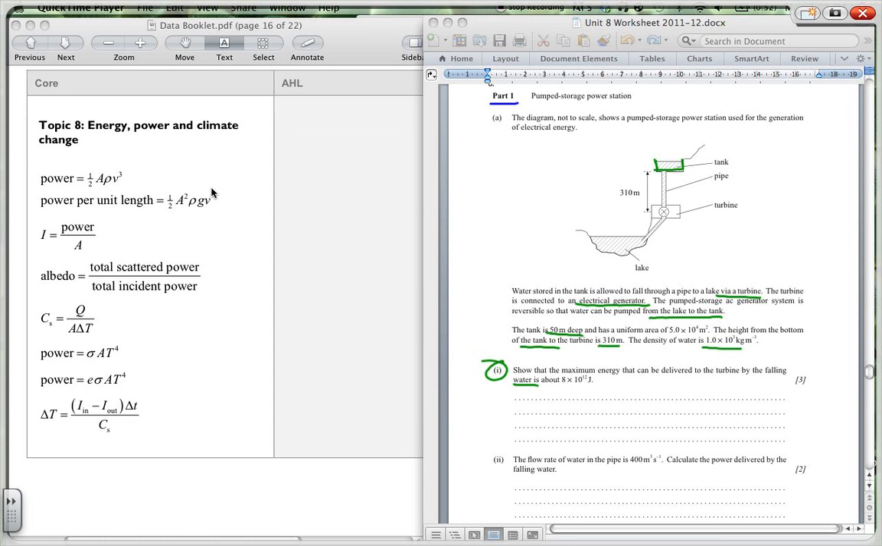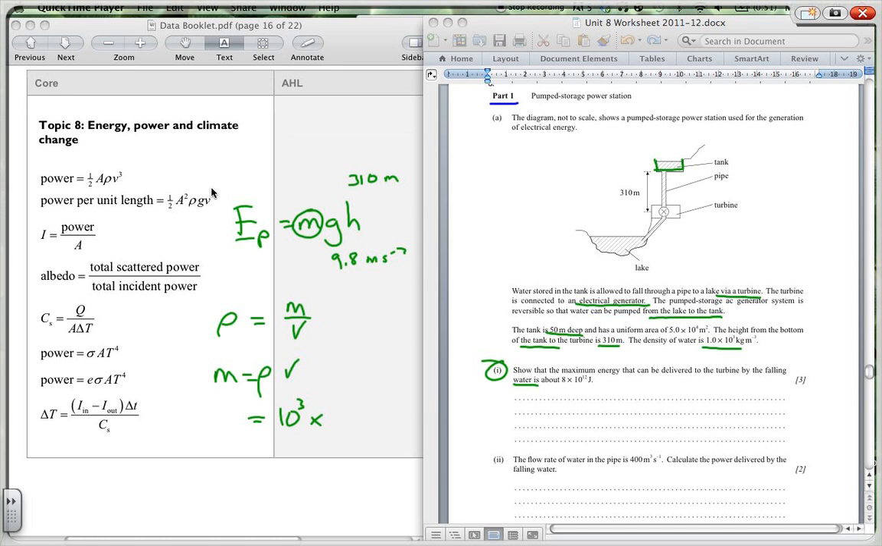Well, basically what we need is using our formula EP is equal to mgh. We have got our height, that is 310. We have 9.8 or 10 meters second to the negative 2 is our g, but we need to get a value for our mass. Now remember that the density is equal to your mass over your volume, so mass is equal to your density times the volume, and we have our density is 1 times 10 to the 3 kilogram per meter cubed.